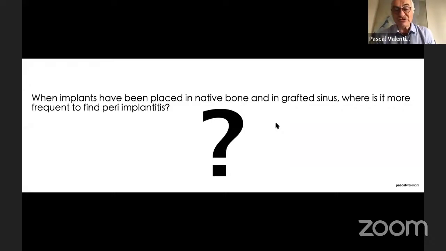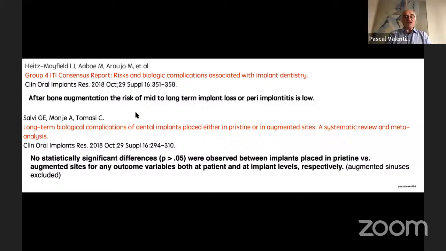This is a very interesting question. Let's look at the literature. The literature, especially the systematic reviews, say that today the risk of peri-implantitis is more or less the same in regenerated bone as in native bone. But for those papers, augmented sinus are not included.